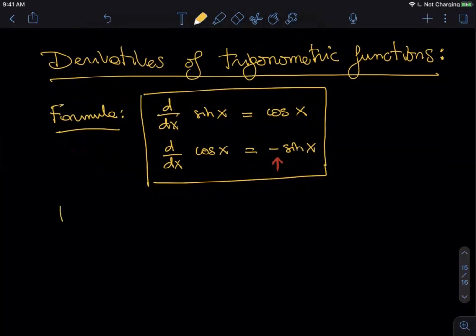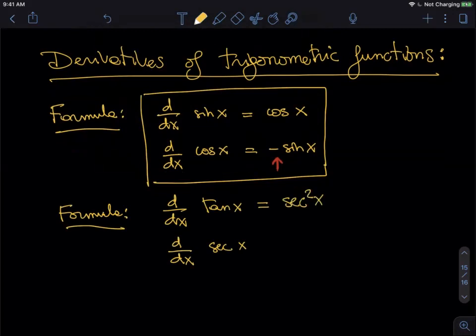Then there are two more functions that we need to remember, or at least know how to find the derivative, that are the tangent, right? And the secant. Okay, the tangent, the derivative is the secant square of x. And the derivative of the secant is the secant of x times the tangent. Okay, so these two we also need to know.